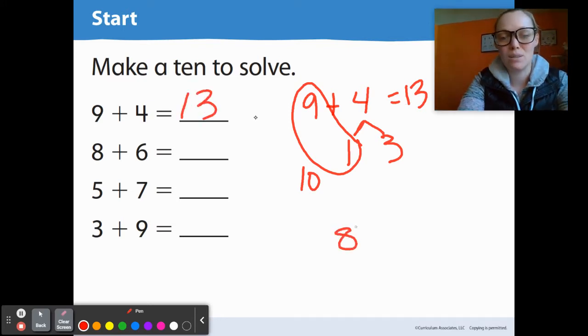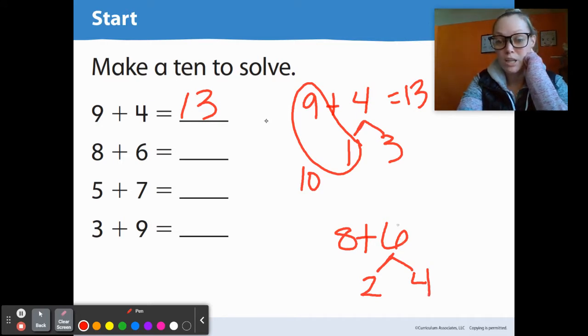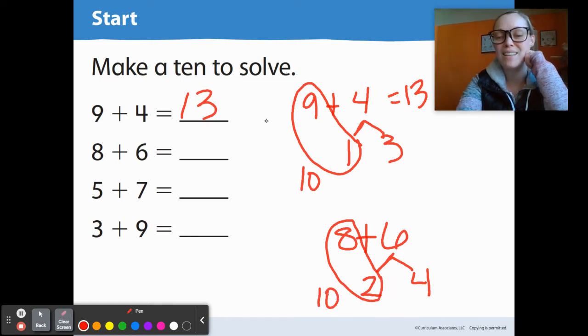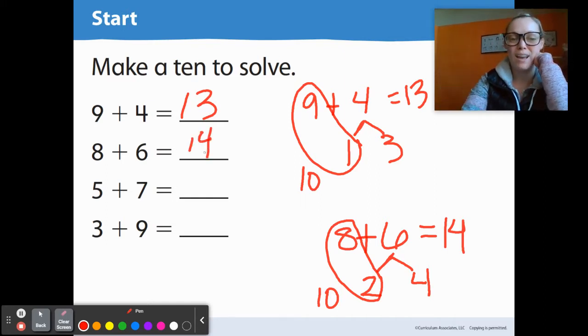Take a look at 8 plus 6. What would we break our 6 into and why? We would need to break our 6 into 2 and 4. 2 and 4 make 6, so we're not changing anything. We're just breaking it apart, separating it. We do that because we know that 8 and 2 make 10, and 10 and 4 make 14. So it makes it a little easier for us to do in our head.